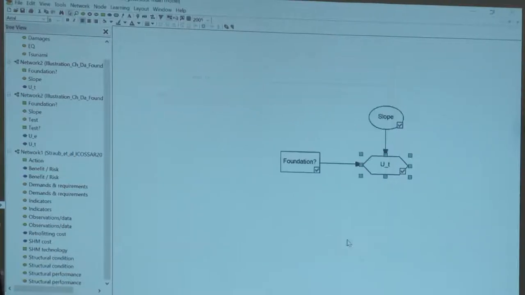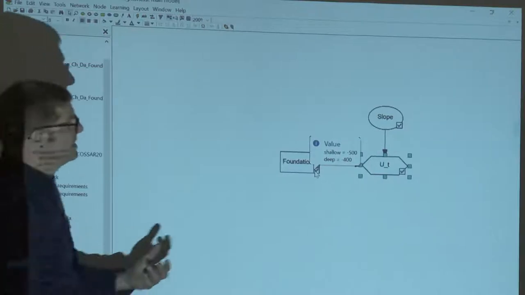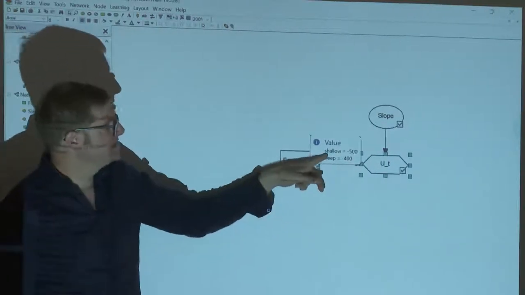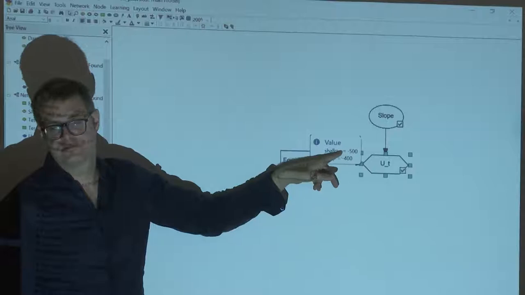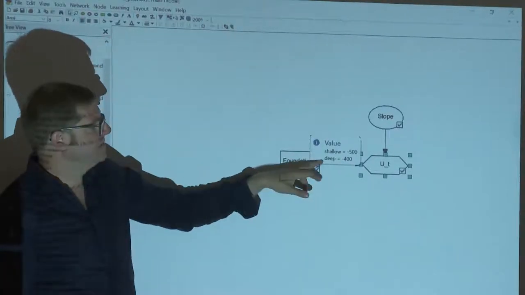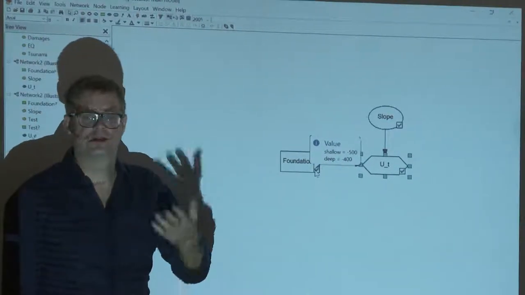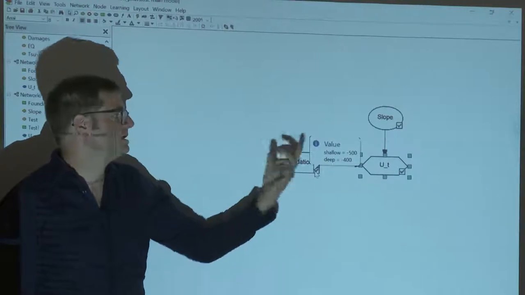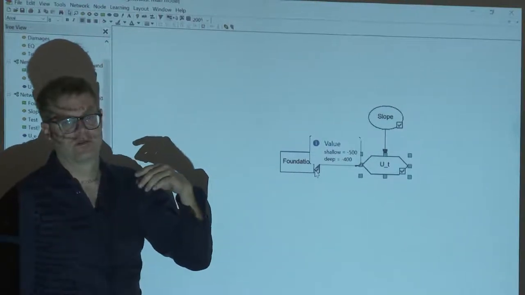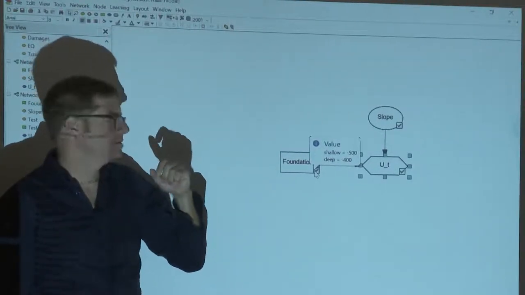And with this, we can just go and run it, and then we check what it tells us. It tells us the value for the decision node. The value for the decision node is the expected utility. So it tells us that if I choose shallow foundation, the expected utility is minus 500. Deep is minus 400. So the optimal choice is to choose the deep foundation.